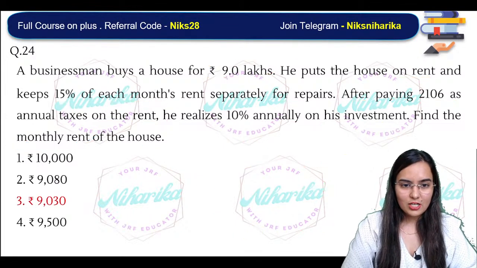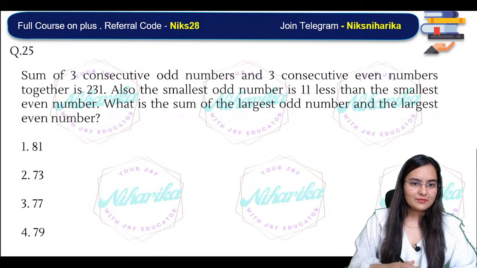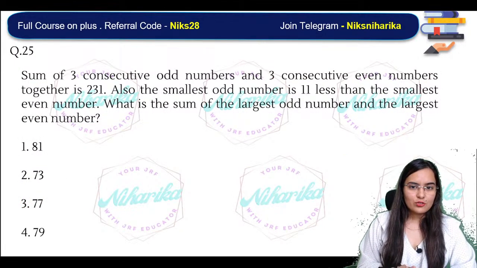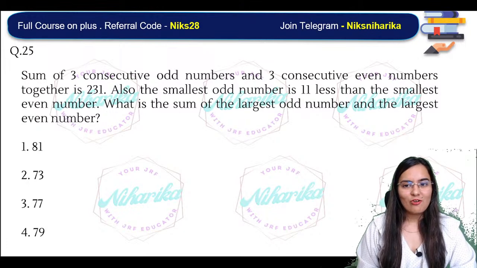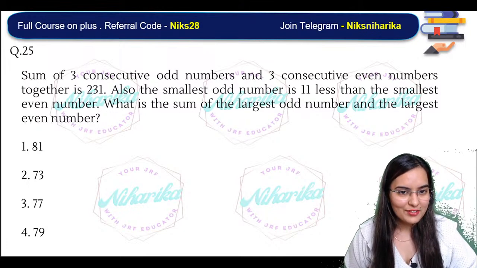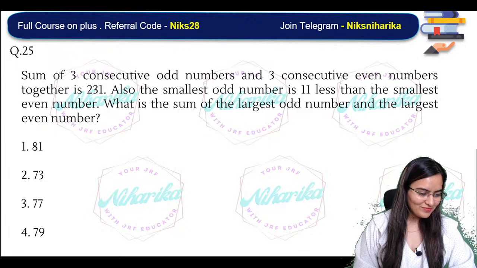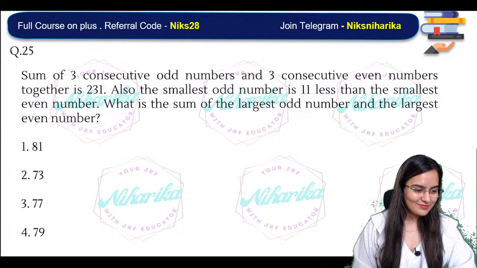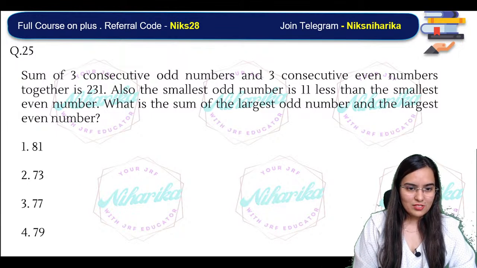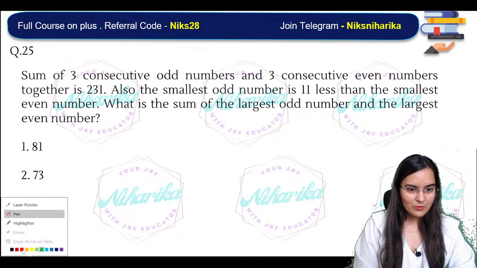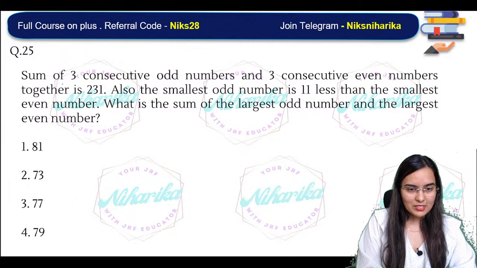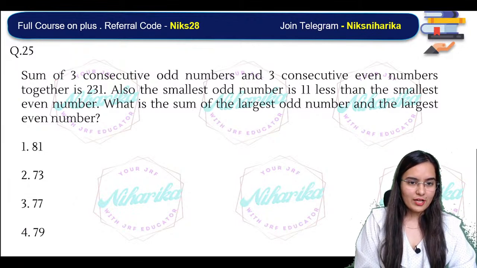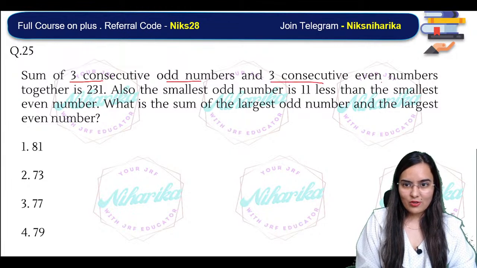Done, getting 9030, coming as C. Okay, next one. The sum of three consecutive odd numbers and three consecutive even numbers together is 231. Before proceeding ahead, please see what you have to write: the sum of three consecutive odd numbers and three consecutive even numbers together is 231.